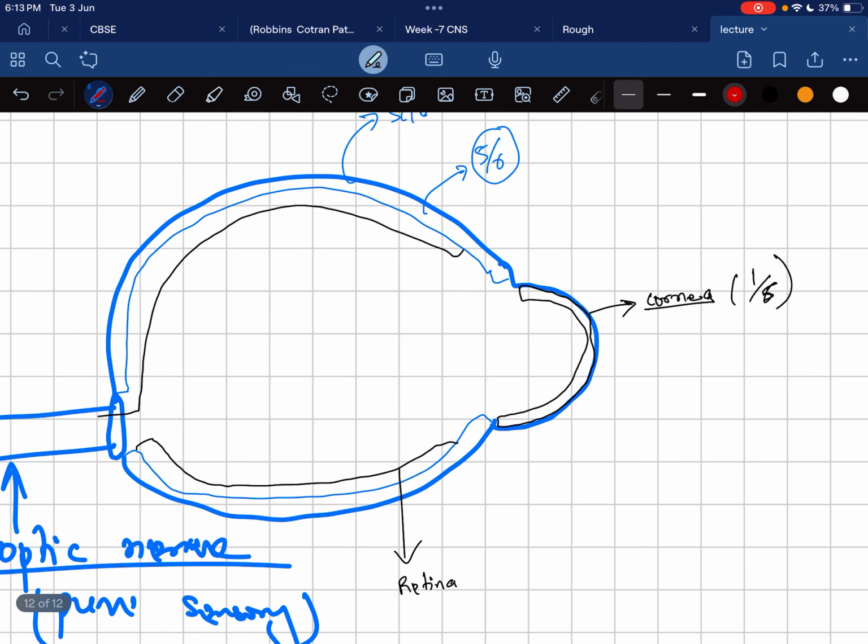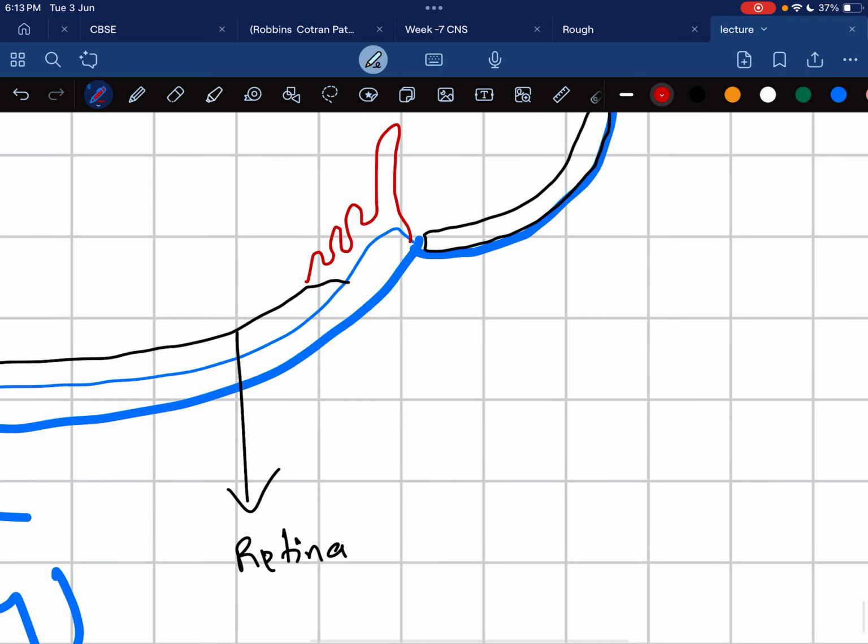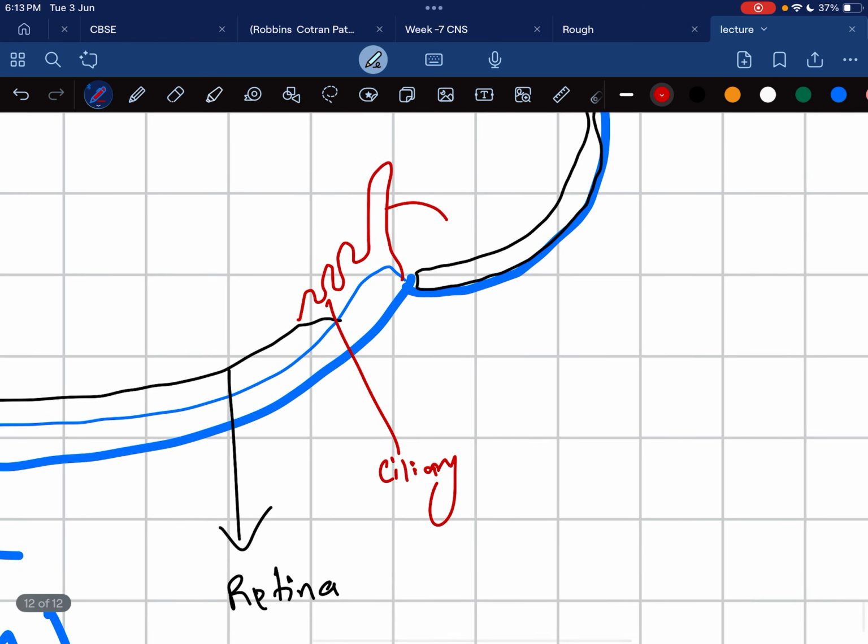There is the ciliary body, ciliary muscle, and then the iris. This is the iris muscle, this is the iris and ciliary muscle. So when we look, this is the iris, this is the ciliary muscle, the ciliary portion, and this is the iris.